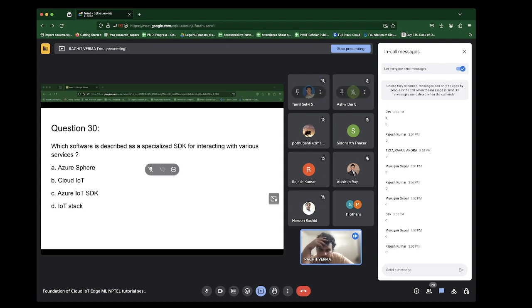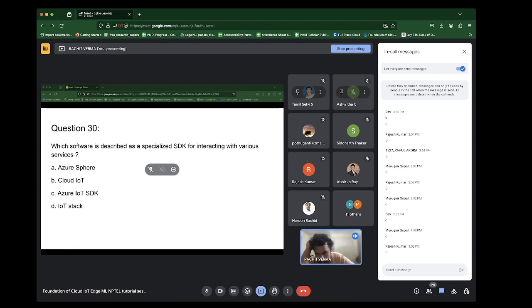So I'm looking for a specialized software development kit. Azure Sphere is a lightweight OS, right? So it is not exactly a software development kit. An operating system contains code, an environment for you to run applications. But in order to create the applications, you need something called a software development kit, right? So which one? In order to create these kinds of interactions with various services, which of these options is true? A lot of you have said C, Azure IoT SDK. So that is the correct answer.